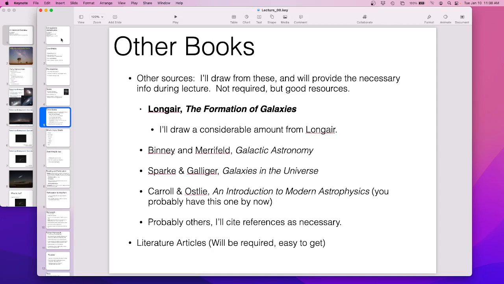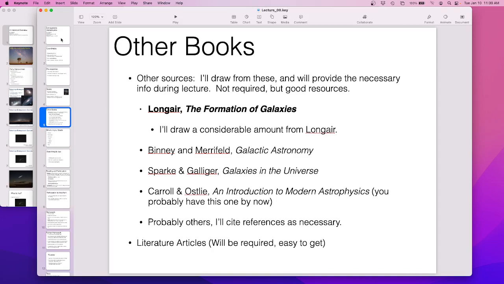So, okay, other books. I just put this up here mostly to be clear about where I'm drawing from, but also to point you guys to other books that you might find interesting as your studies go on. So we're going to be drawing mostly from Schneider, but Longair's Formation of Galaxies is a really key book. It's really great. It's an advanced level text, so you don't read it now, read it when you're done with this class.